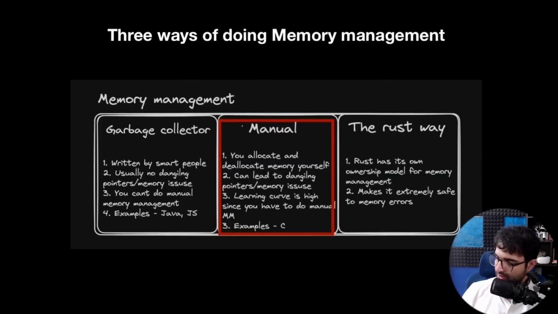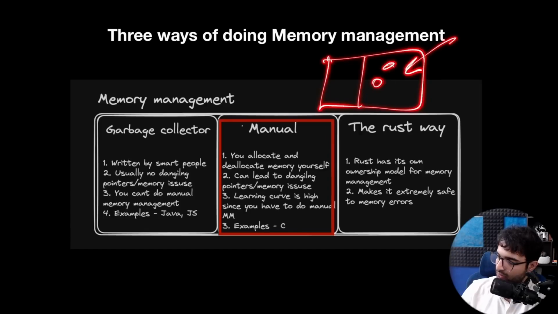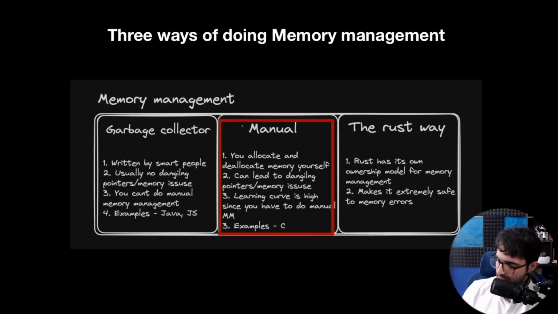And as the name suggests, a garbage collector means whatever things are no longer needed on the heap, removing them from there. That is the first way to do memory management. A lot of languages do this. This is why you don't have to worry about memory management in Java or JavaScript, because they have a garbage collector. They have something running in the background that keeps checking the heap for what data is not needed anymore, and removes it. Usually written by smart people, usually no dangling pointers or memory issues. You can't do manual memory management. Examples are Java and JavaScript.